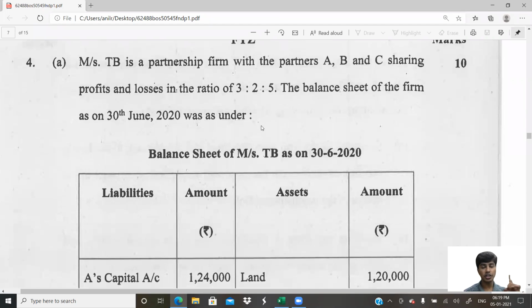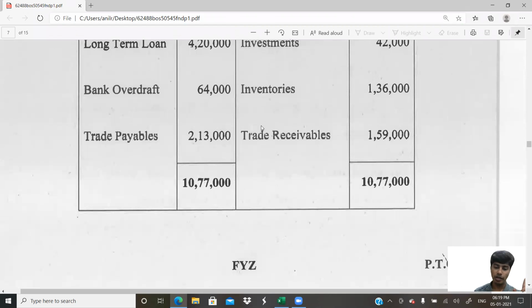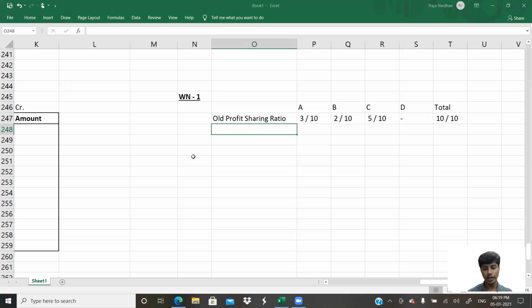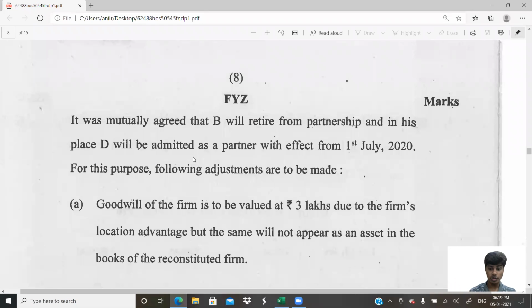And the balance sheet of the firm as on 30th of June 2020 is given. We will not waste time reading the balance sheet. We'll read the adjustments and then come back to balance sheet. Come on, first one. It was mutually agreed that B will retire from the partnership firm and in his place, D will be admitted from 1st of July. So B is the retiring partner, D is the incoming partner. I hope this is noted. Yes. Can you guys say Roger that? Meaning you noted it. Come on, let us go.